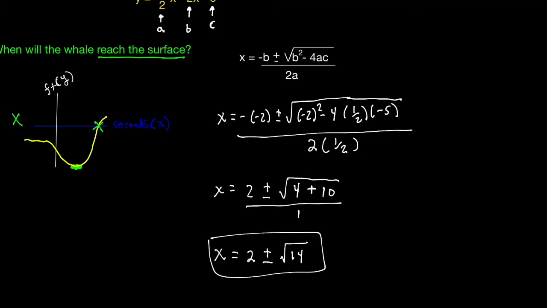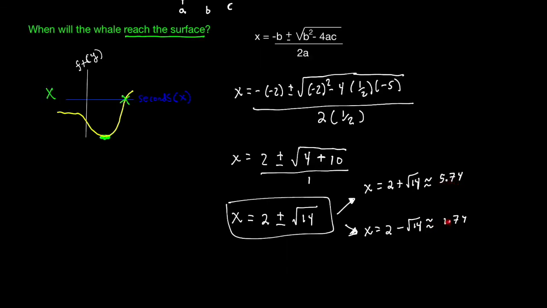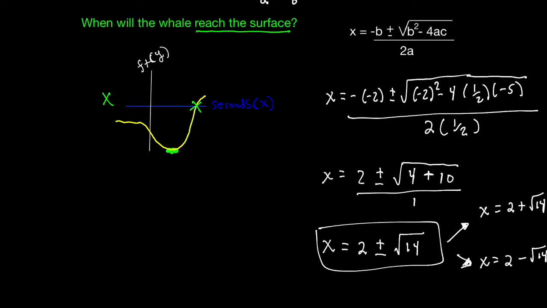For this problem, we don't want both solutions. We only want the one that represents when the whale reaches the surface, so we have to get the bigger of the two. And here, using a calculator, the solutions are 5.74 and negative 1.74. So the 5.74 is going to be the one that represents the time when the whale reached the surface. So the answer is going to be at 5.74 seconds.